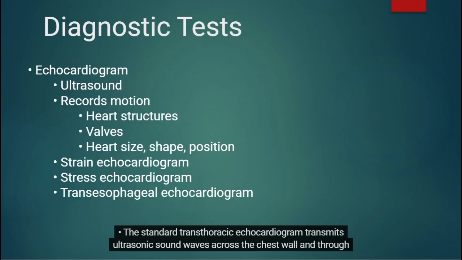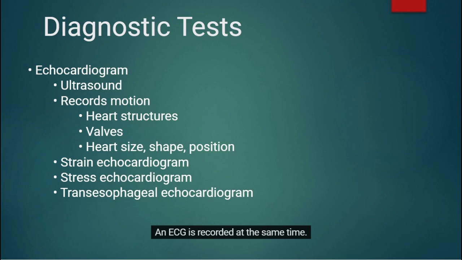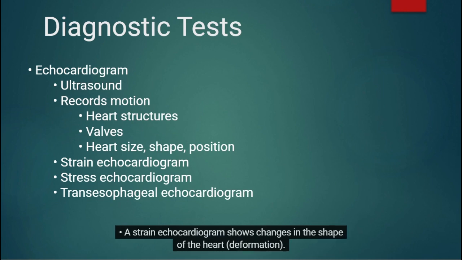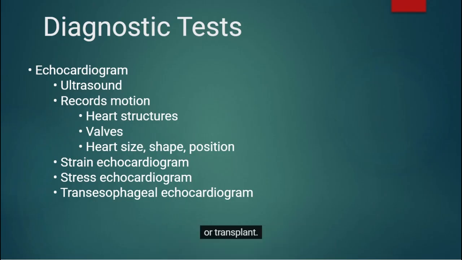The standard transthoracic echocardiogram transmits ultrasonic sound waves across the chest wall and through lung and rib tissue into the heart so that the returned echoes can be recorded. An ECG is recorded at the same time. A strain echocardiogram shows changes in the shape of the heart, deformation. It is used for heart failure and cardiomyopathy, to guide treatment, or to evaluate cardiac surgery or transplant.